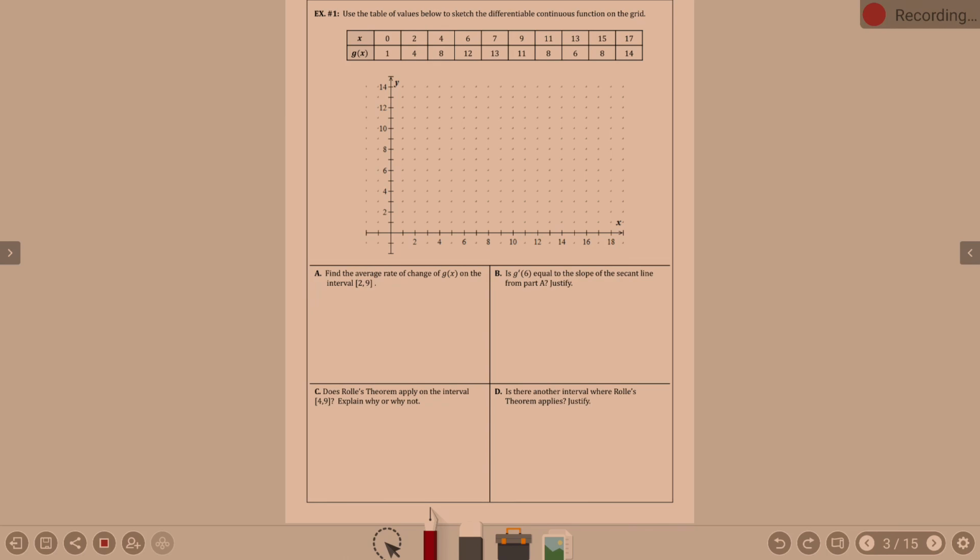Fair enough. Okay. So, use the table of values below to sketch the differentiable continuous function on the grid. So, we're going to plot those points, which you guys are already starting to work on, right? Differentiable continuous function on the grid. That means when you get those points plotted, you're going to connect them without taking your pencil out in a smooth curve. Yes? No cusp, no hard points, because it's differentiable.